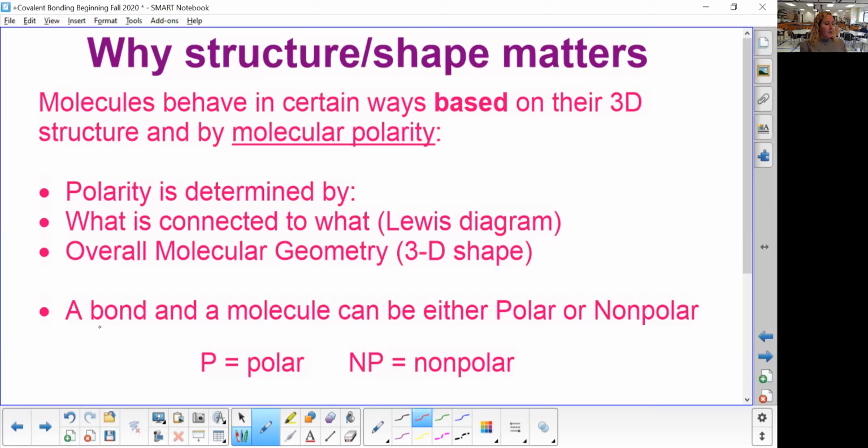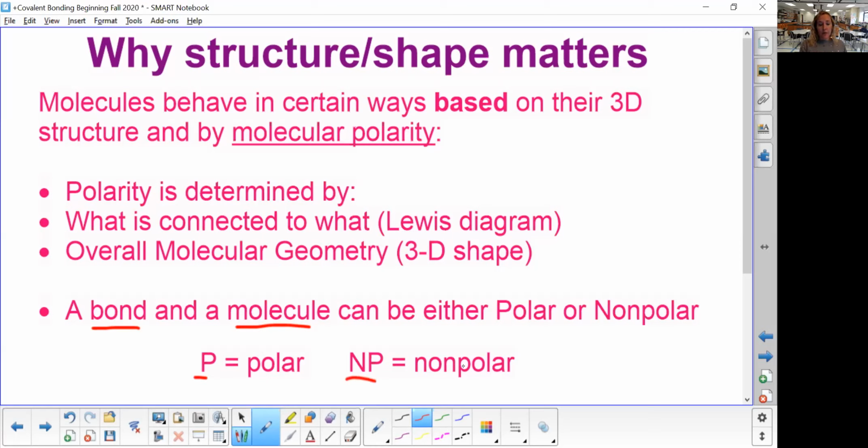A bond can either be polar or nonpolar, and a molecule can either be polar or nonpolar. And so we'll see how it matters whether or not you have polar or nonpolar bonds, which can then determine whether or not you have a polar or nonpolar molecule. You'll see me abbreviate P for polar and NP for nonpolar.